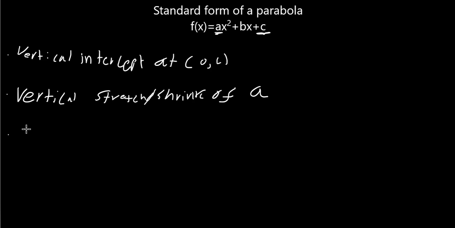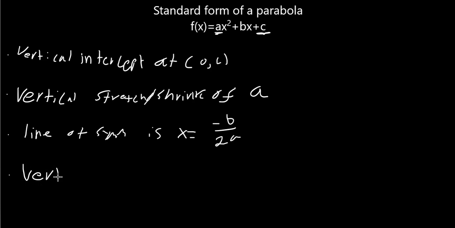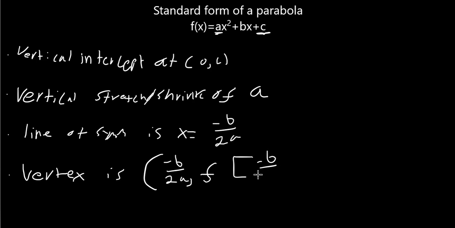Finally, we know the line of symmetry is the line x equals negative b divided by 2a. So if I take the negative of the b value and divide it by twice the a value, I will find the line of symmetry is negative b over 2a. This also tells me the vertex is the point where x equals negative b over 2a, and the value of the function there, f of negative b over 2a.